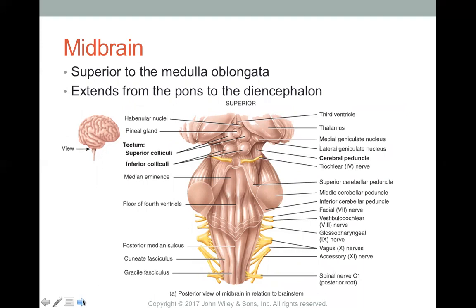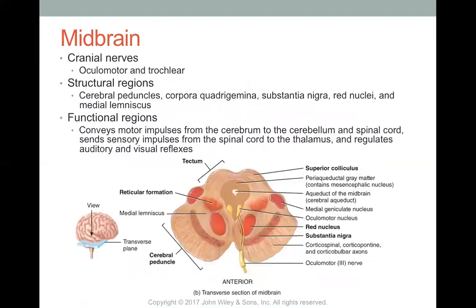There are some structures within the midbrain that we will mention here. Those include the cerebral peduncles, the corpora quadrigemina, the left and the right substantia nigra, and the left and the right red nucleus and the medial lemniscus. We'll concentrate more on what those do in later sections or later chapters. So we also have some cranial nerves that will originate from the midbrain. Those will be 3 and 4.